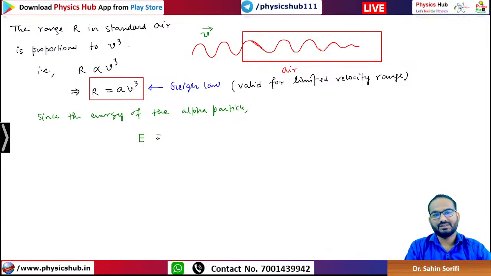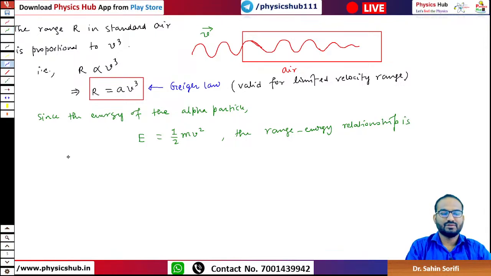E is equal to half m v square. So from these two relations, R proportional to V cube and E proportional to V square, can we find a relationship between the range and the energy? What will the range energy relationship be?